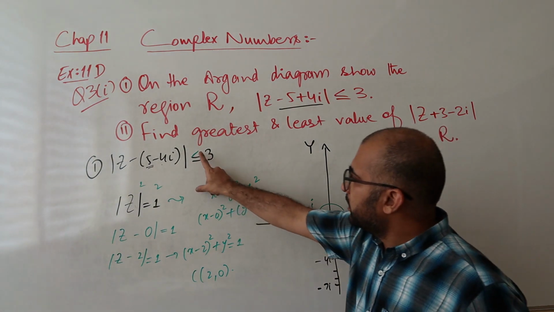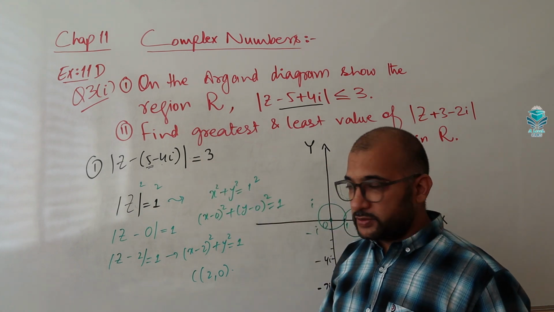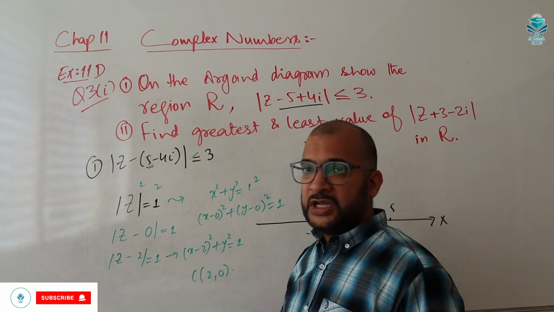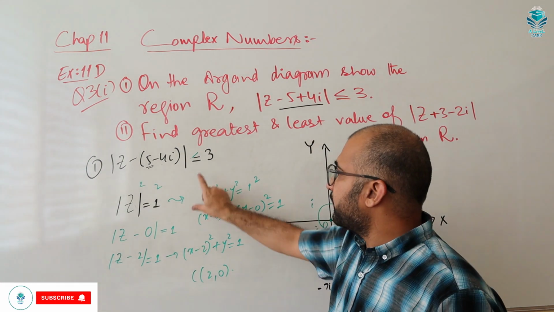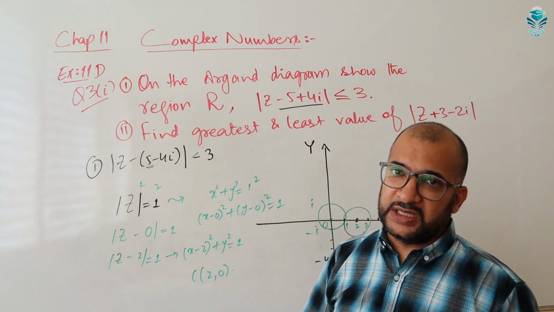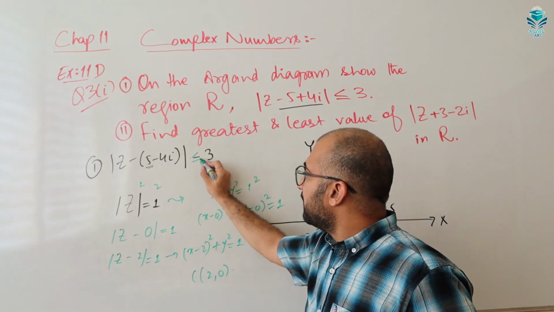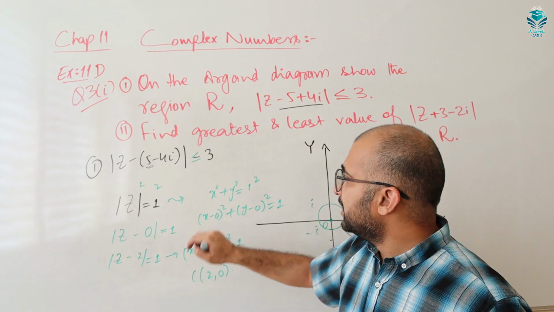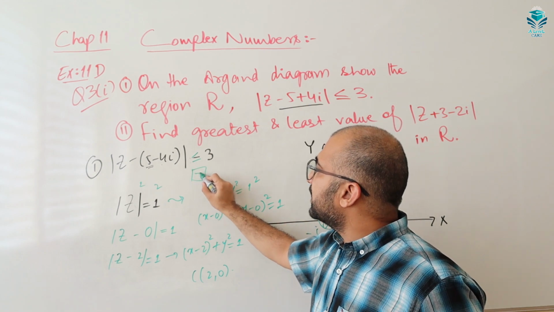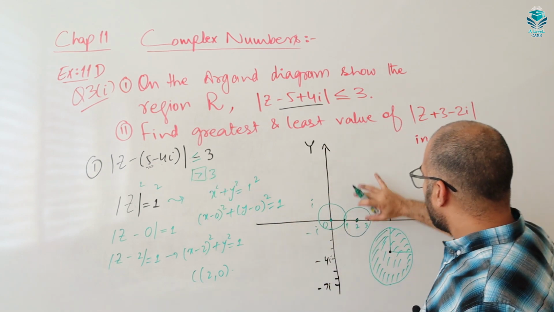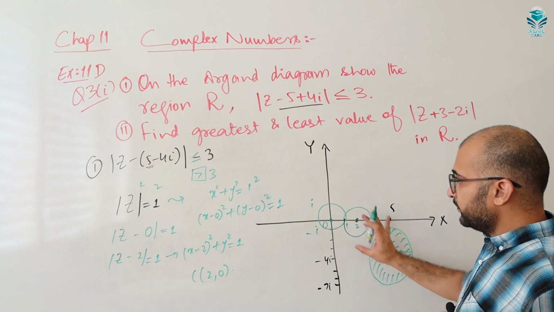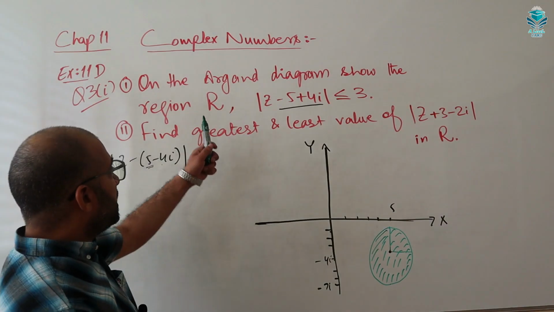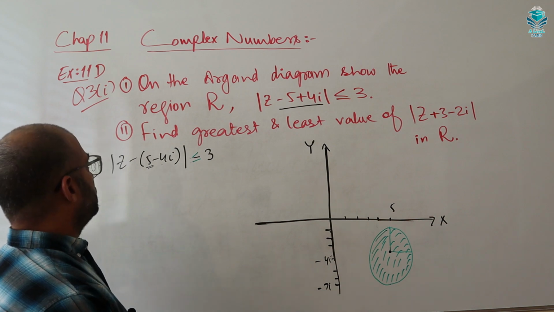If it is mentioned equal to 3, then we consider only the boundary. If it is less than or equal, it means the boundary and the interior. If only less than, it means only the interior, and the boundary is not included. But here it is less than or equal, so we are including the boundary and the interior. If it is mentioned that it is greater than 3, then for the circle of radius 3 we have to consider the exterior, not the interior. The first part is complete and we come to our second point.